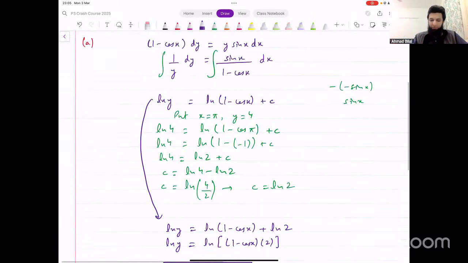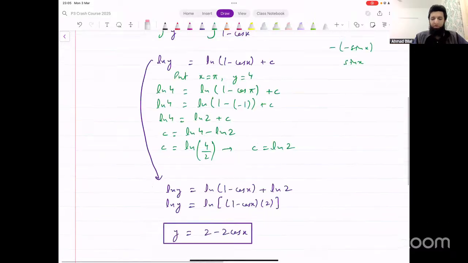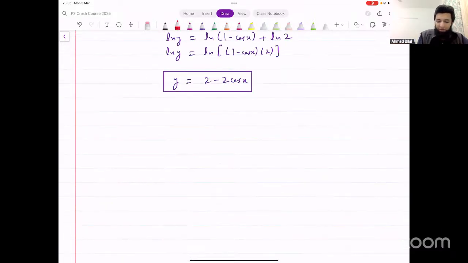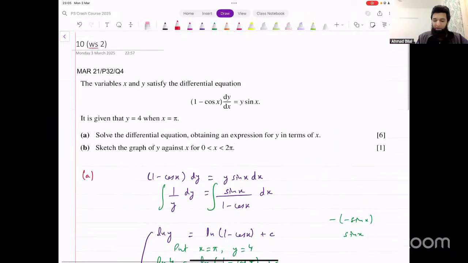All right, so that was the first part, fairly straightforward. Now the second part, they say sketch the graph of y against x for x between 0 and 2 pi. That's fairly straightforward. We will do the sketching part more in iteration when we have done iteration in the next class, because all the sketching we will be doing all of that in iteration, inshallah.